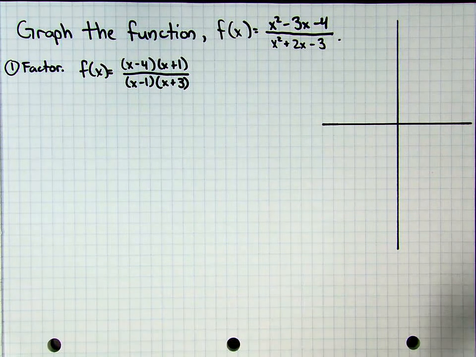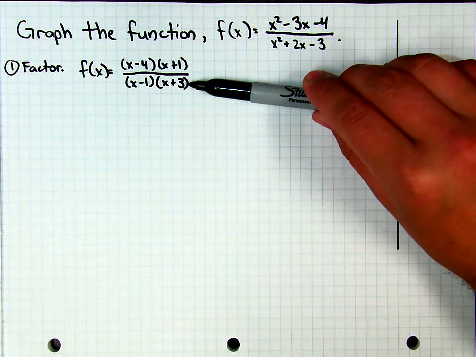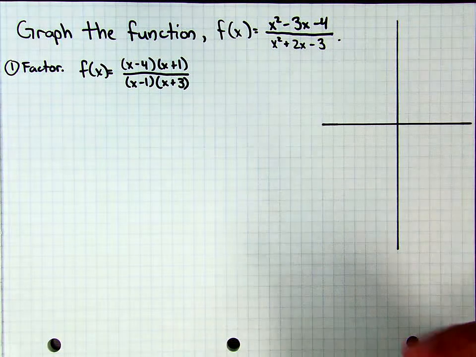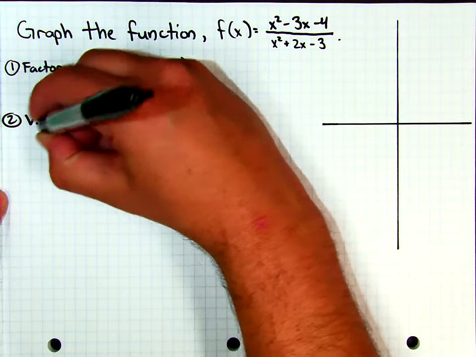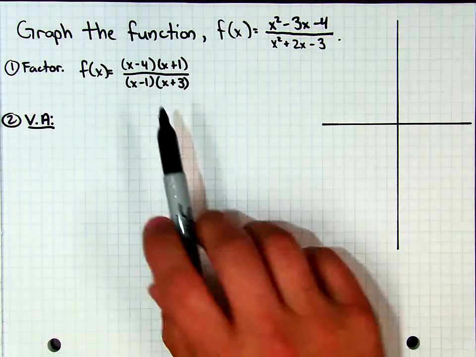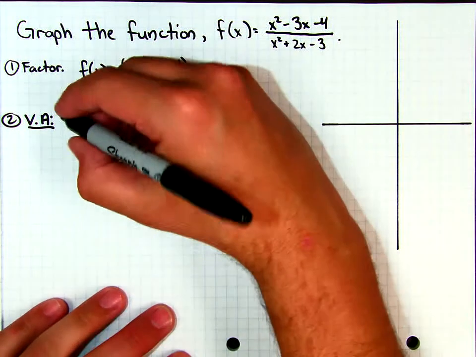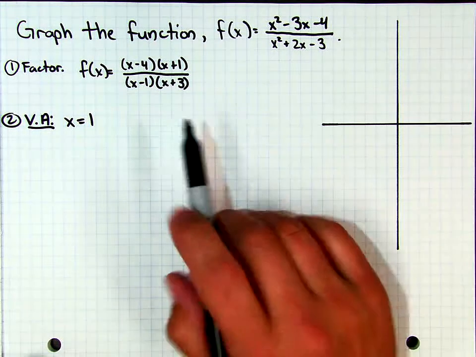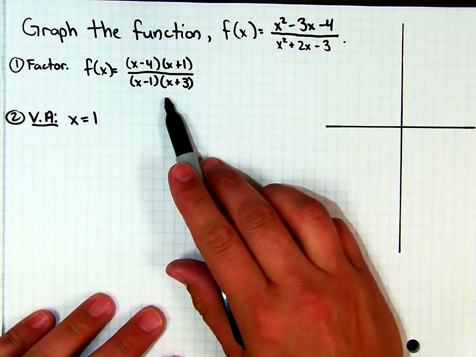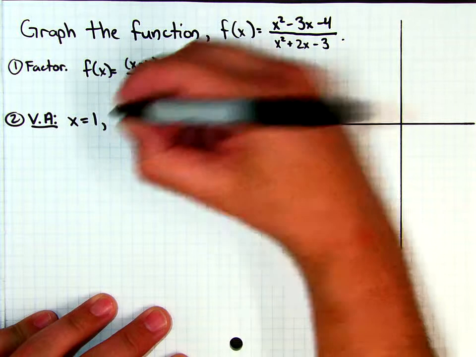Once I get the factored version, I can next look at the denominator. The denominator will tell me what my vertical asymptotes will be. So the second thing, list my vertical asymptotes. I know from the denominator that I'm going to have a restriction at x equals 1, so I'm going to have a vertical asymptote at x equals 1. I'm also going to have a restriction at x equals negative 3, so a vertical asymptote at x equals negative 3.